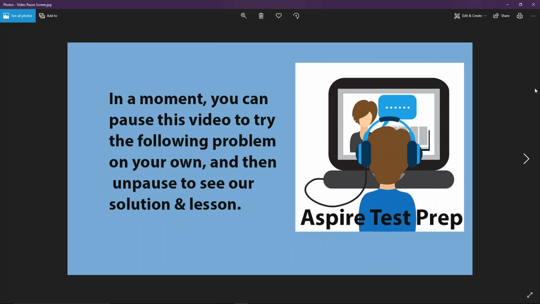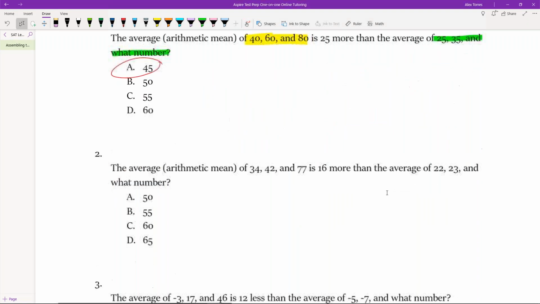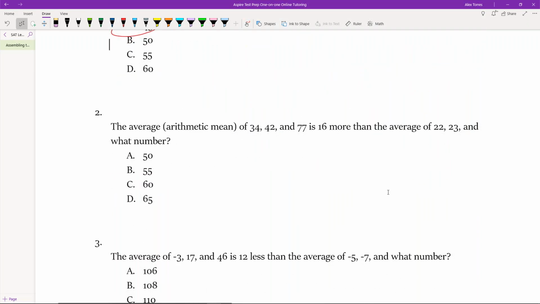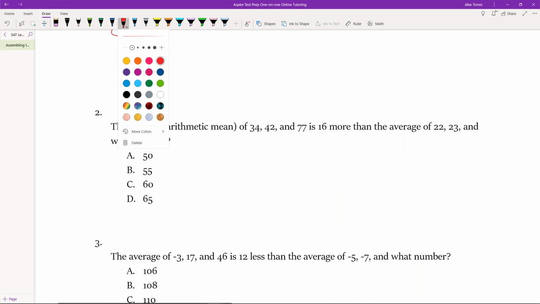Now, when we start a new problem, you'd be best served by pausing the video when you see the problem and going ahead and trying to solve it on your own, and then go ahead and unpause to see our lesson and our solution. So as we go to number 2, this would be the time to pause this video, but it's the same idea as the last one.